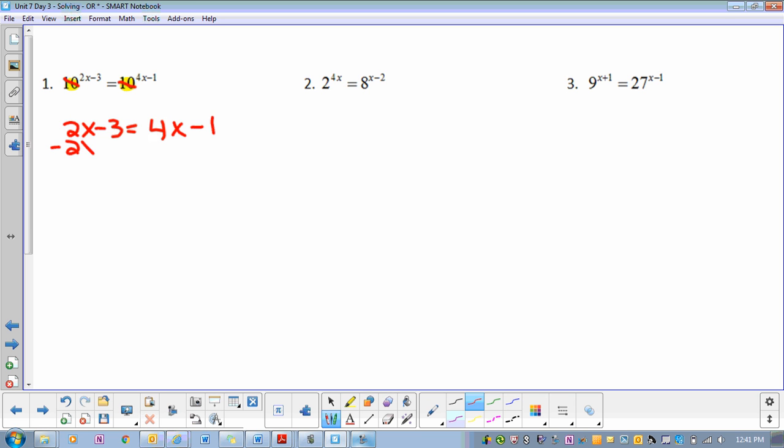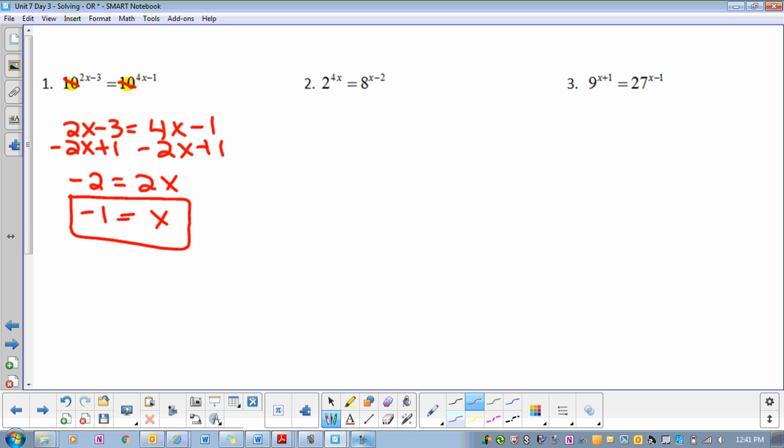So what is this? I'm going to subtract 2x. X equals negative 1, I'm going to add the 1. So what is this? Negative 2 equals 2x. X equals negative 1. Yes. All right, good. Perfect.